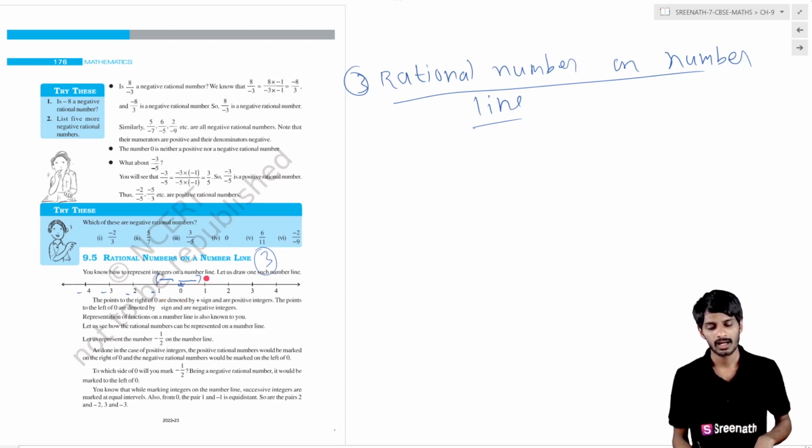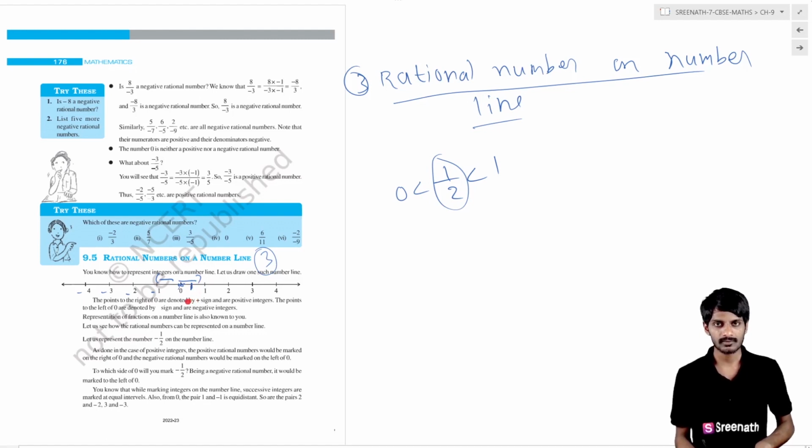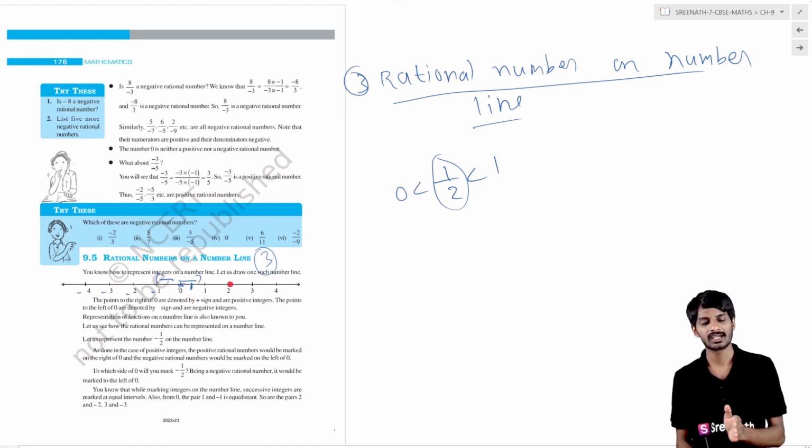Now, if you want to represent 1 by 2 on the number line, how will you represent it? The value of 1 by 2 is between 0 and 1. So we have to represent 0, and then represent the rational number 1 by 2 in between 0 and 1. Here is the 0, here is the 1, so 1 by 2 will be here. Because it is a positive rational number, it must be on the right side of the origin. It is exactly half the distance from 0 to 1.